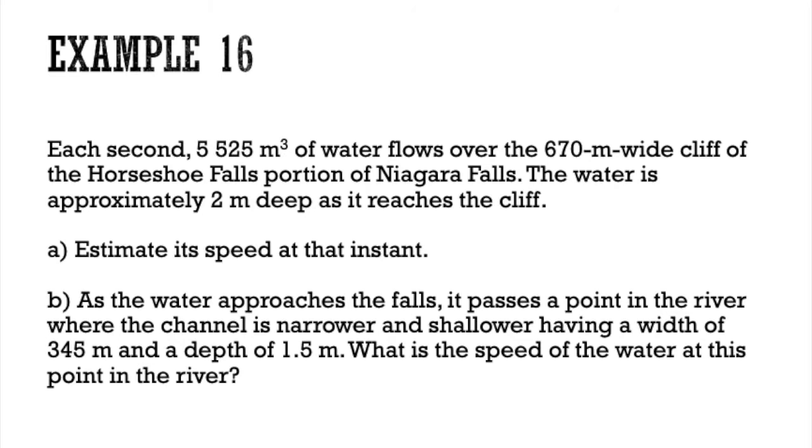Each second, 5,525 meters cubed of water flows over the 675 meter wide cliff of the Horseshoe Falls portion of Niagara Falls. The water is approximately 2 meters deep as it reaches the cliff. Part A, estimate the speed at that instant. B, as the water approaches the falls, it passes a point in the river where the channel is narrower and shallower, having a width of 345 meters and a depth of 1.5 meters. What is the speed of the water at this point in the river?